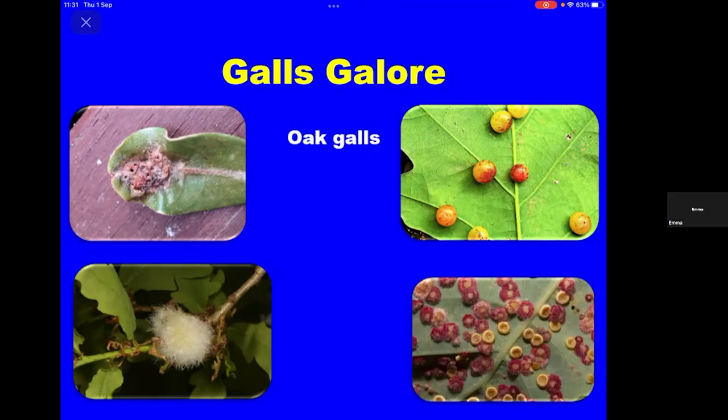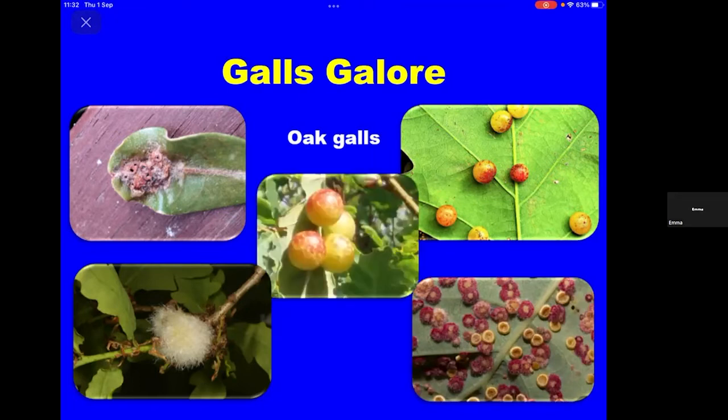Neuroterus numismalis, which is the rusty-coloured one, and Neuroterus numismalis, sometimes called the silk button gall. And the silk button gall in particular can completely cover the underside of an oak leaf and distort the leaf and twist it, because there are so many of them on it, and you can see none of the leaf surface at all on some of the leaves that it affects.